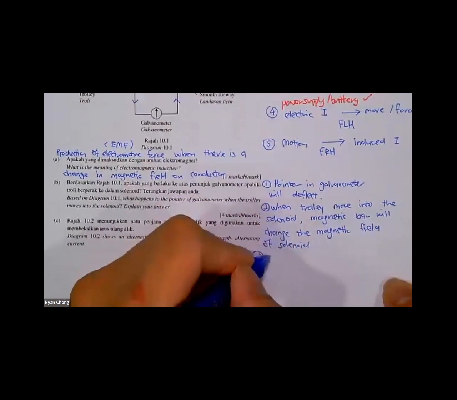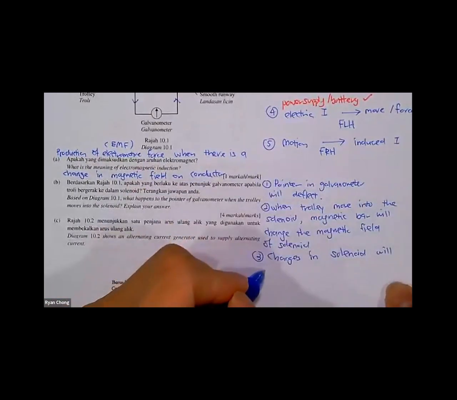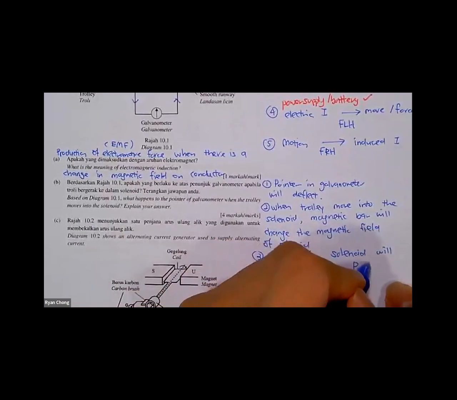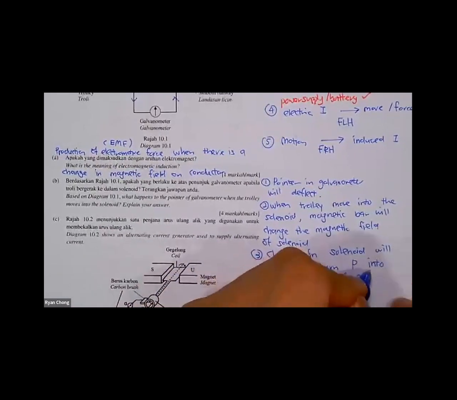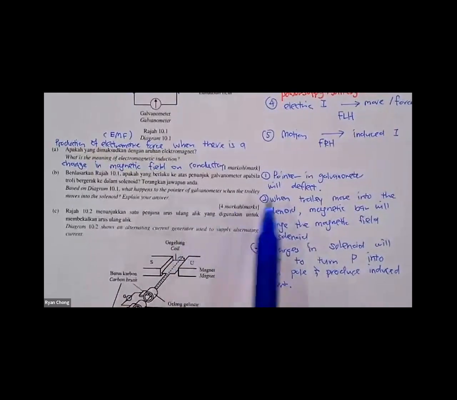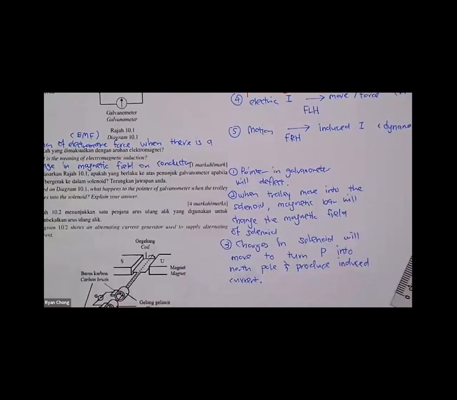Okay, so the charges in the solenoid will move to turn P into North Pole and produce induced current. So this is the way how they get the 4 marks. Pointer deflect 1 mark, trolley move in, magnetic bar, change magnetic field. Must mention change magnetic field, 1 mark. Then when the magnetic field changes, the charges in the solenoid will start to move in order to make this P change into North Pole to produce induced current.